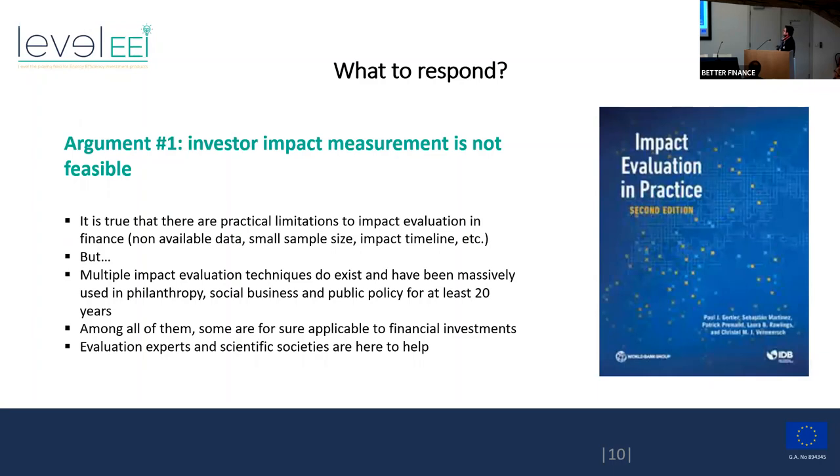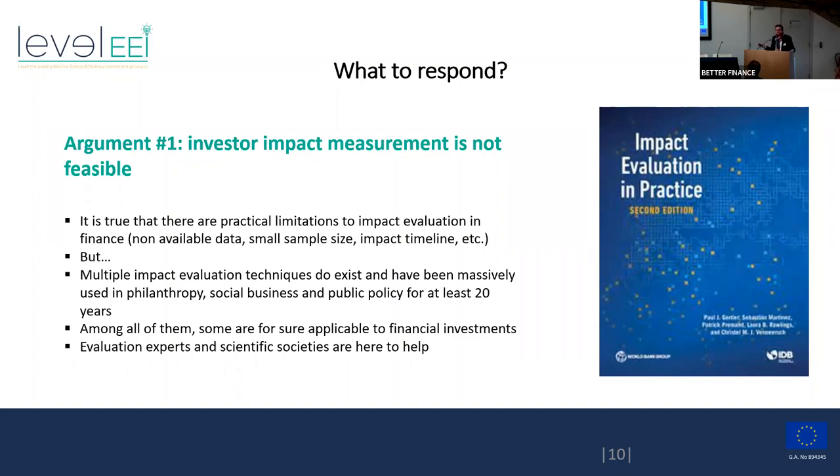First one, investor impact measurement is not feasible. But when financial professionals say that, it's like they don't know about the whole history of impact evaluation. Impact evaluation is not new at all. There have been like 20 years of impact evaluation within the realm of public policy, philanthropy, or social business. And if you love impact measurement as a topic, that's a perfect gift for Christmas: Impact Evaluation in Practice by the World Bank, 500 pages on impact evaluation. All methods are in there. First edition 2012, second edition 2016. So if financial professionals in 2022 say it's not feasible, perhaps it's because they didn't read that book.